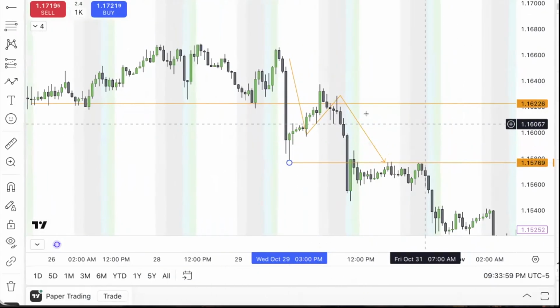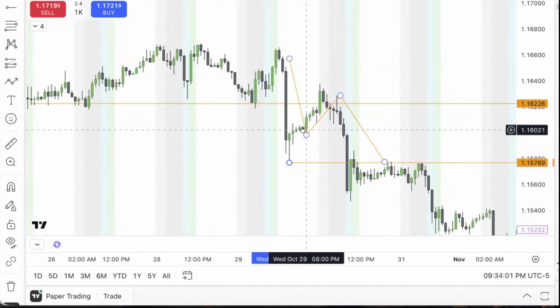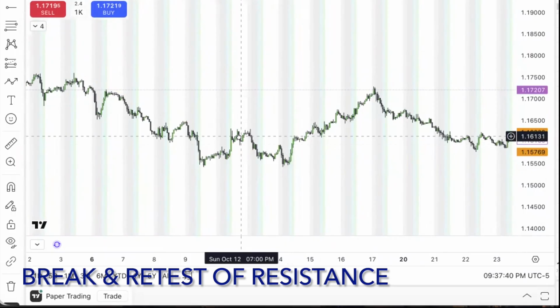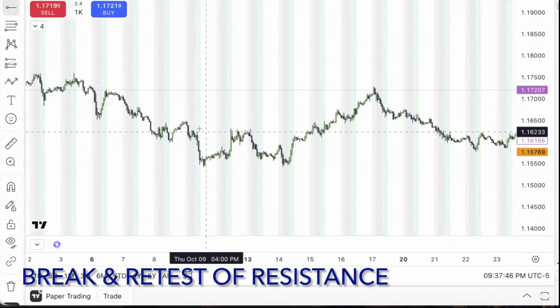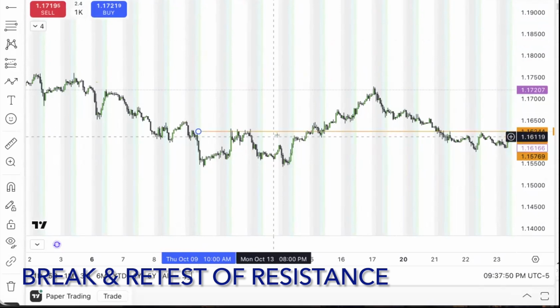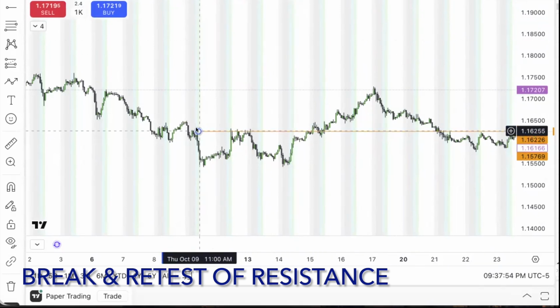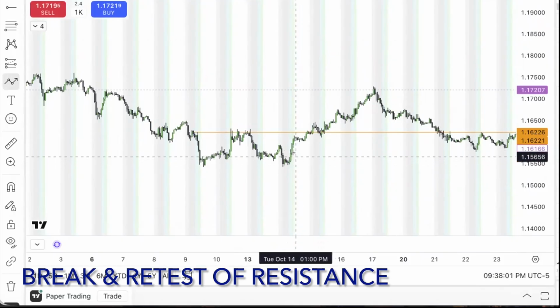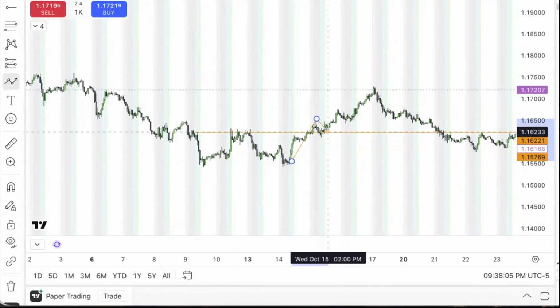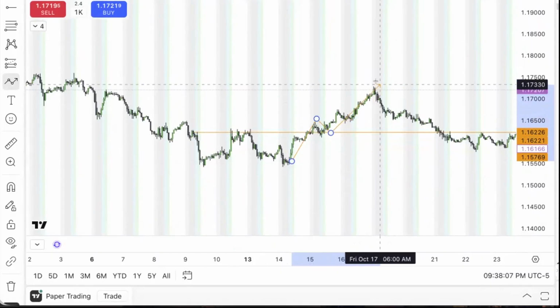Okay, so that's an example of a break and retest of support. And we could come back to this area to find a break and retest of resistance. So we could draw our resistance area here. We have lots of touches here and here in this area and right up in here. And we can use our path tool to follow price action. So we can see that price broke through the area of resistance, retested this area, and continued to the upside.